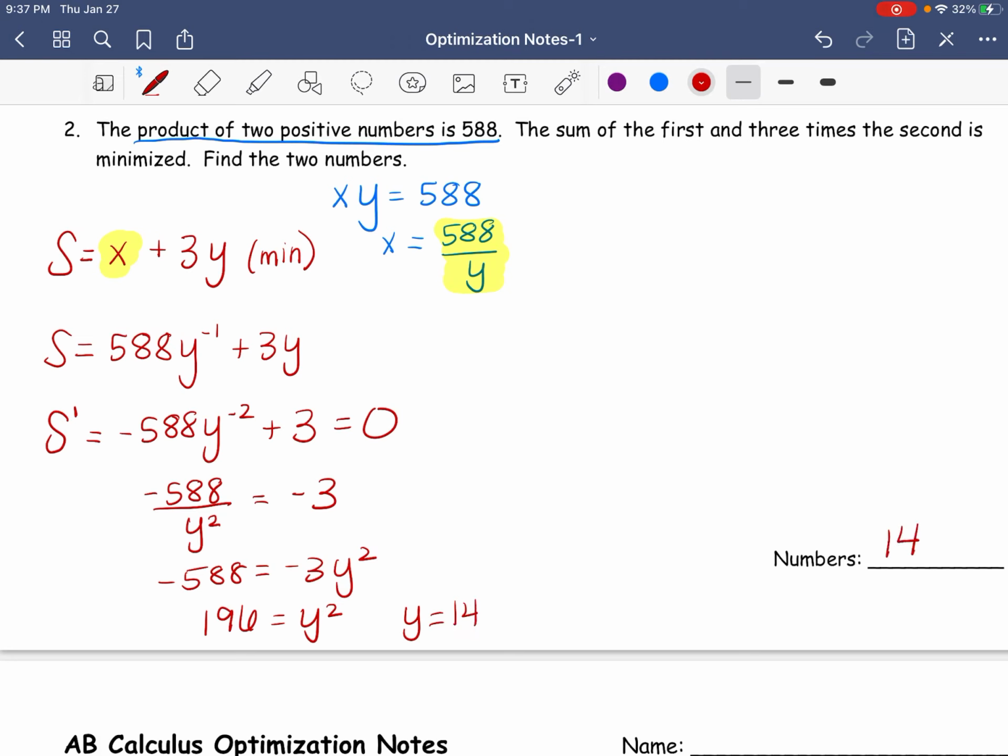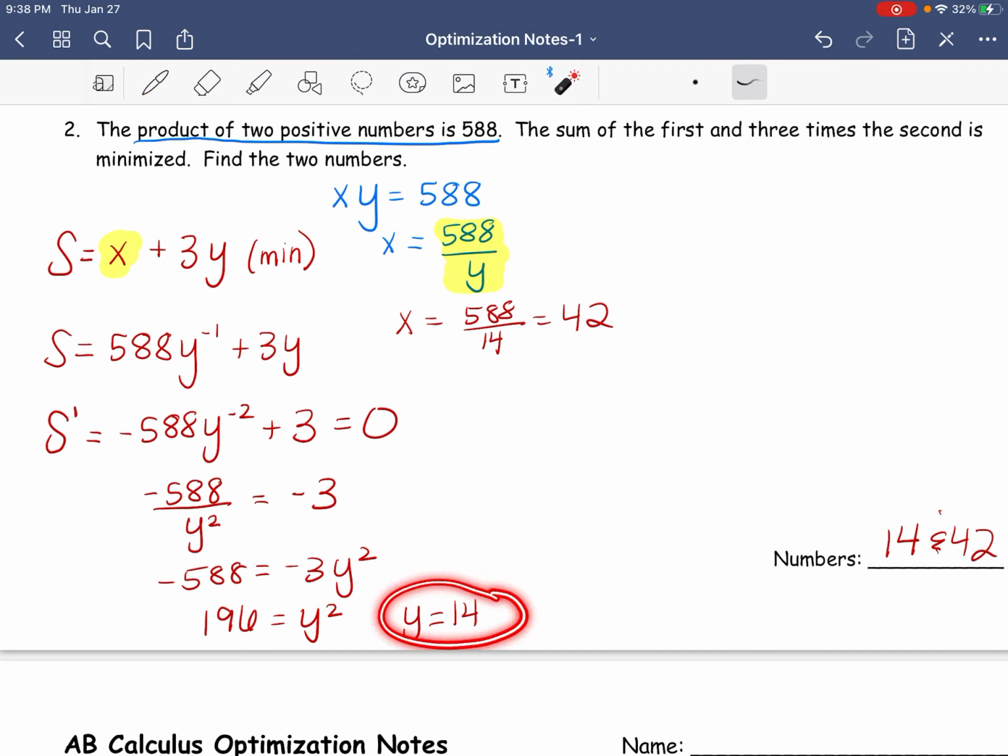To find the second number, I'm going to go back to this blue equation. And in for y, I'm going to put 14. And 588 divided by 14 is 42. So my second number is going to be 42. Okay, at this point down here, when we found y is 14, we could have made a number line with it, and we would have seen that our 14 is going to be a minimum, which is what we're looking for, but you don't have to.